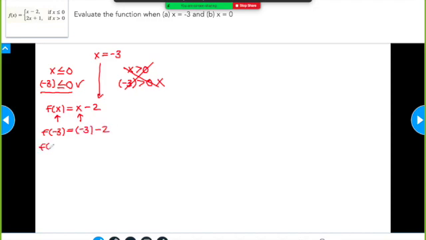And so then my answer would be f of negative 3 equals negative 5. Okay? Let's look at the other problem. It's telling us to evaluate when x is equal to 0. So again, I'm using x is less than or equal to 0. I also have here x is greater than 0.